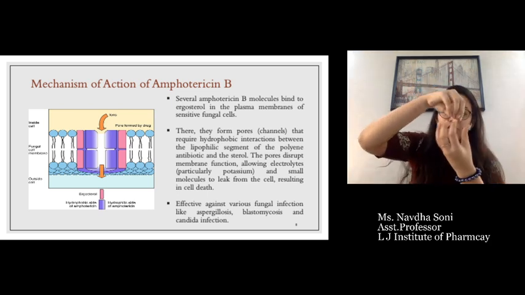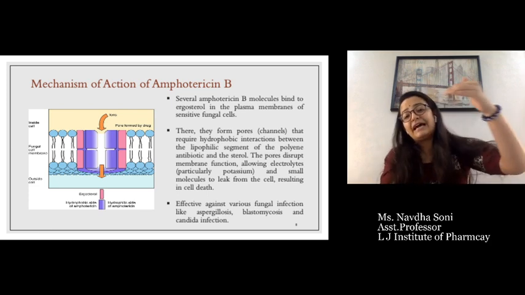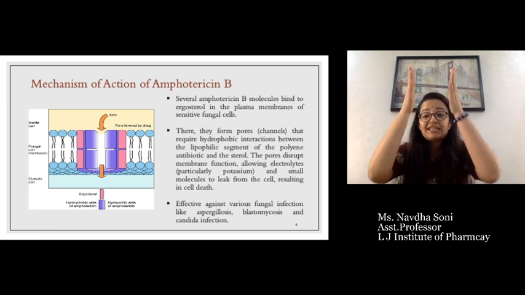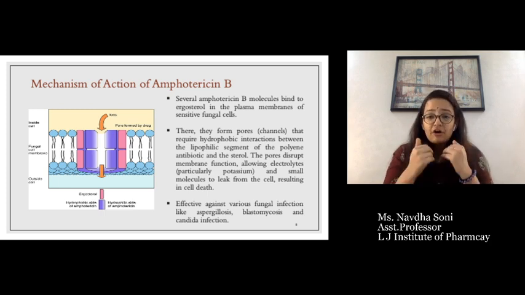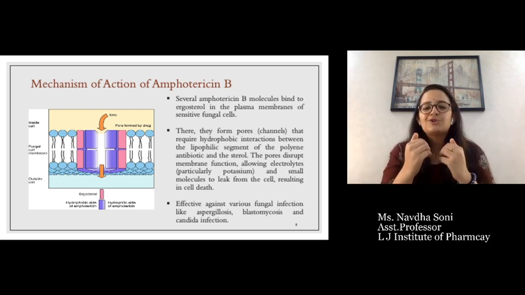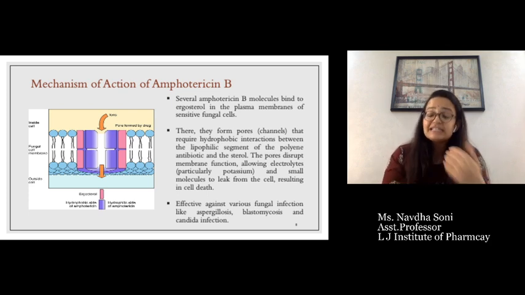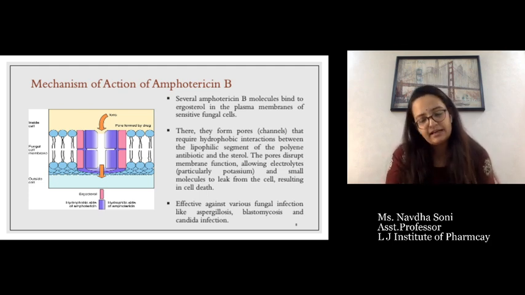When amphotericin B directly binds to ergosterol, it creates a channel or pore in the cell membrane. By formation of this channel, the essential electrolytes and small molecules of the cell will leak out, ultimately resulting in cell death. These drugs are especially effective against fungal infections like Aspergillus and mycoses and Candida infection.